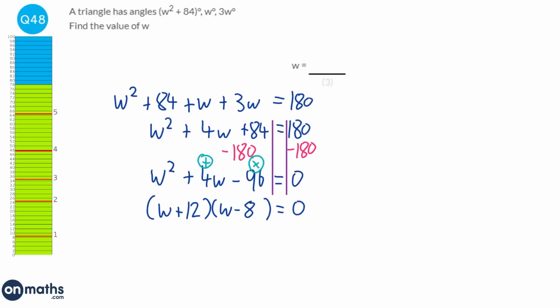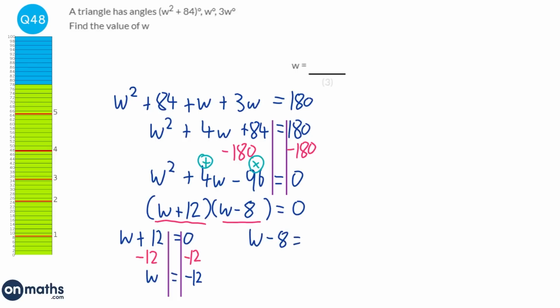And to solve, we look at the left-hand side first and get that equal to 0. So w plus 12 equals 0, and then solve it. Take our lines in. Take away 12 both sides. w equals minus 12. And we get the right-hand side, get that equal to 0. w minus 8 equals 0. Lines in. Add 8 both sides.